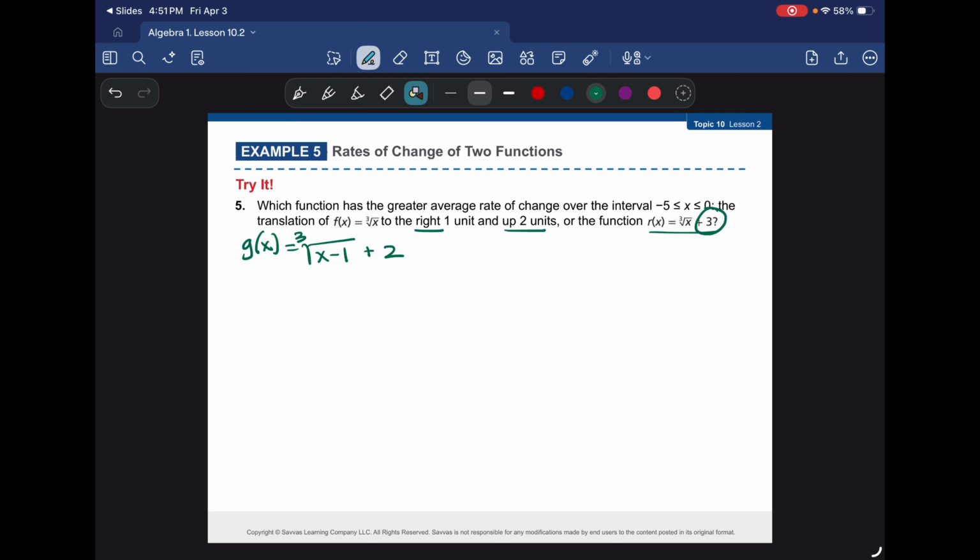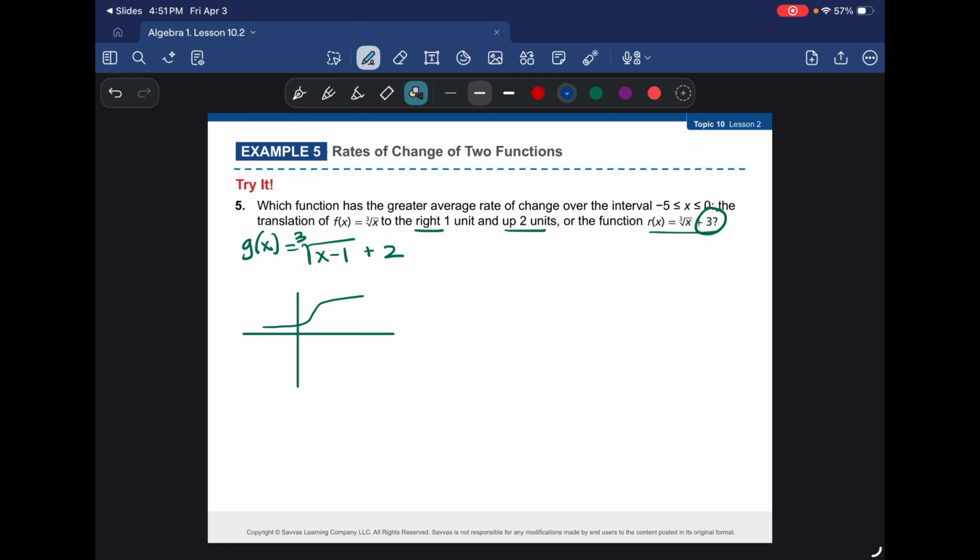So for g of x, I have shifted it to the right 1 unit and up 2. So I'm going to just try to do a rough sketch of this. Maybe it's, oh, that didn't go up 2, did it? So over 1 and up 2. There's my rough approximation of what that would look like for g of x.